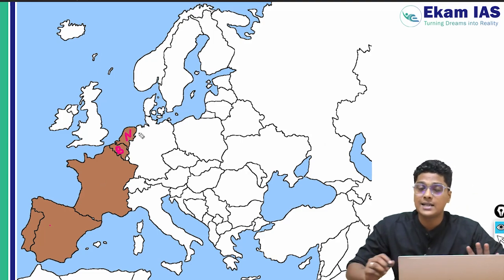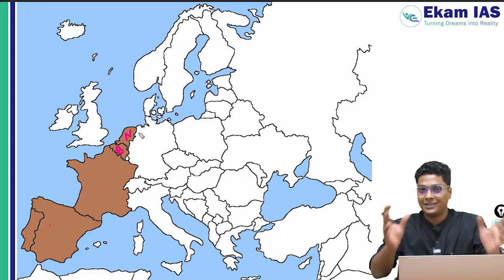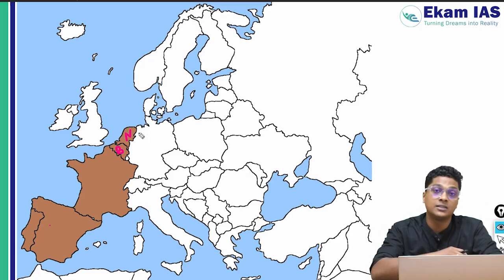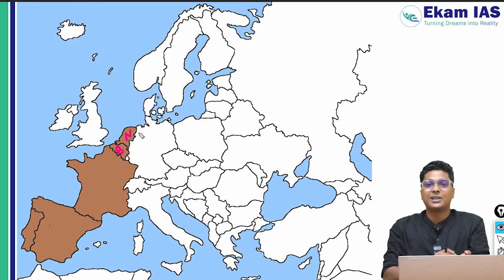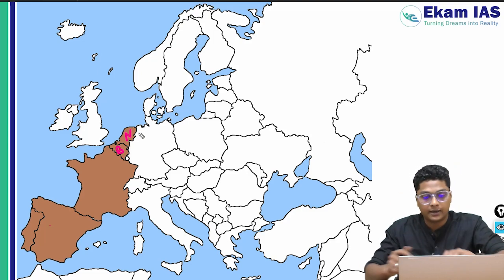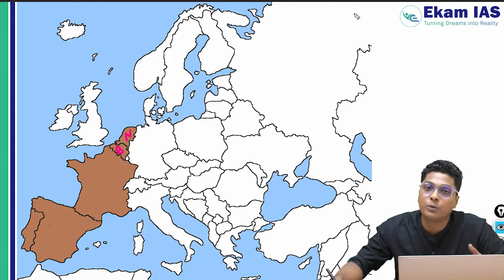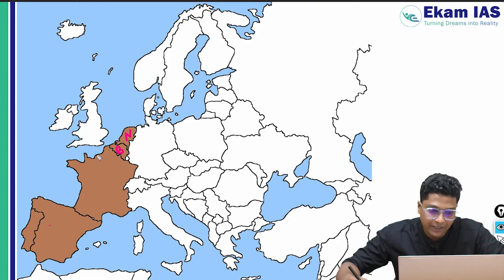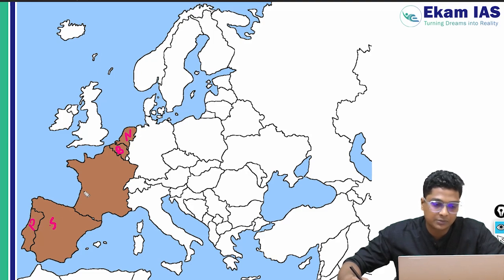So I hope you have studied world history. You have a basic idea regarding world history. Try to relate these regions, or try to interlink various places using your knowledge of world history. You will be able to remember it in a better manner. Anyway, these 5 nations: Portugal, Spain, France, then here we have Belgium and Netherlands. They both are small nations.